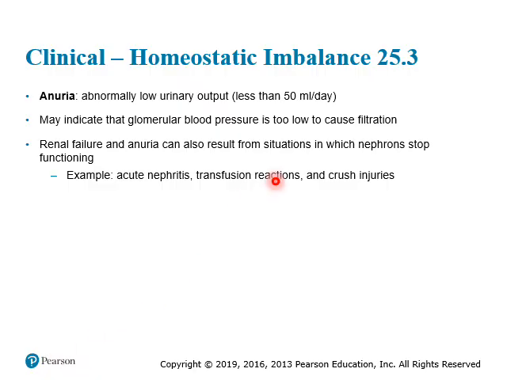There is one last picture here from the last slide, an abnormality which we call anuria. It's an abnormally low urinary output, which is less than 50 ml per day. It may indicate that the glomerular blood pressure is too low to cause filtration. Renal failure and anuria can also result from situations in which the nephrons stop functioning. Examples of this are acute nephritis, transfusion reactions, and of course, crush injuries.